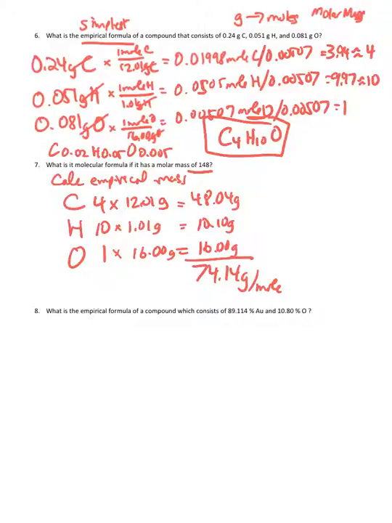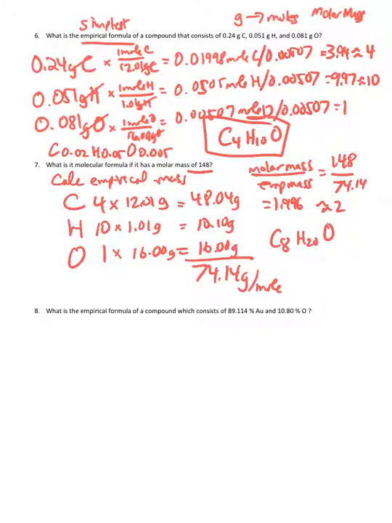So what we're going to do is take the molar mass and divide it by the empirical mass. So 148 divided by 74.14 is 1.996, which we'll call 2. And so that means the true molecular formula is C8H20O2.